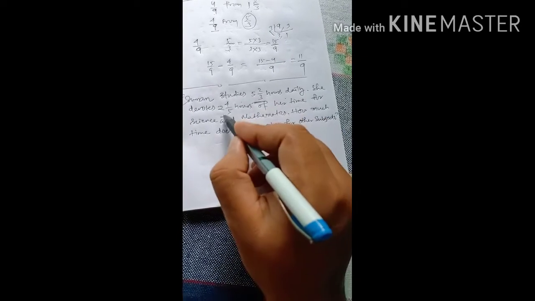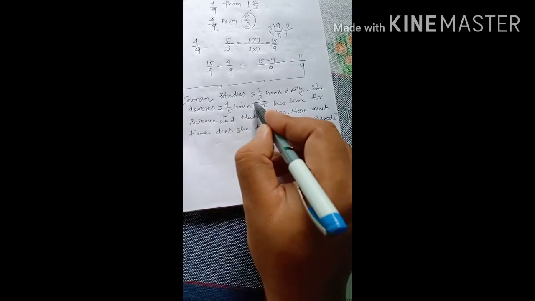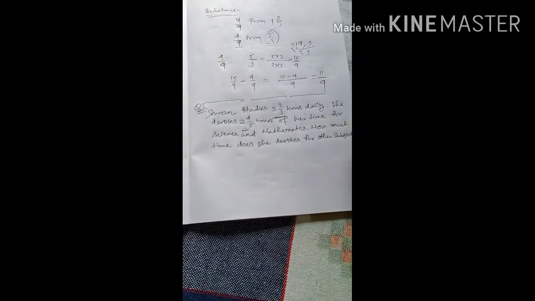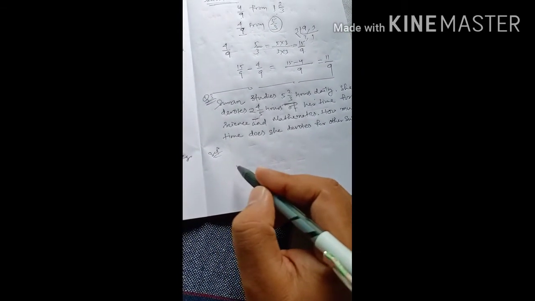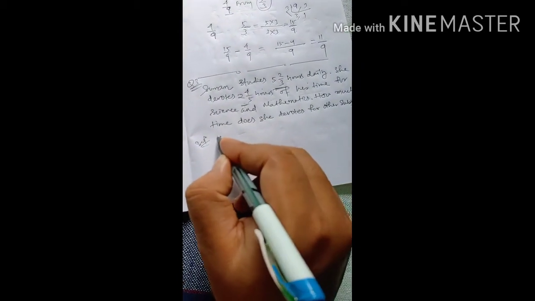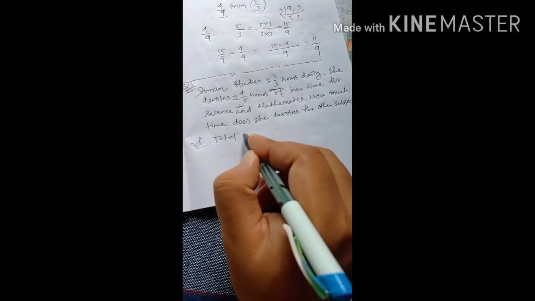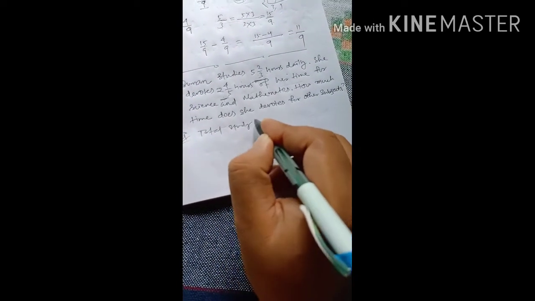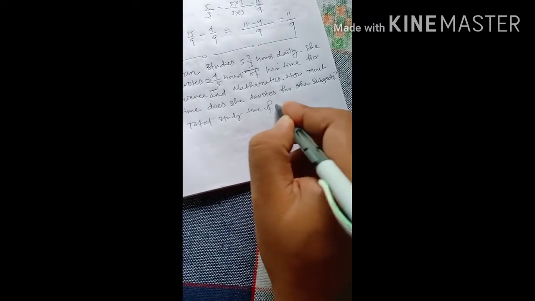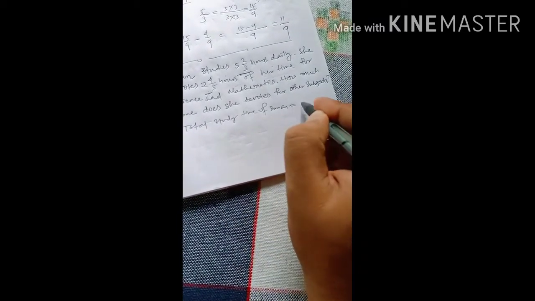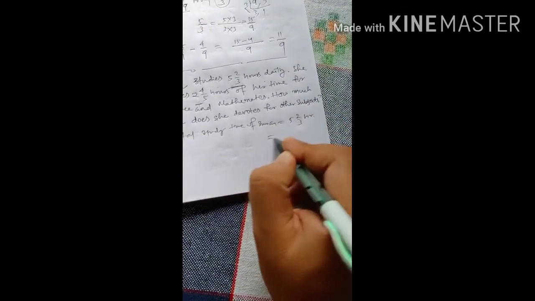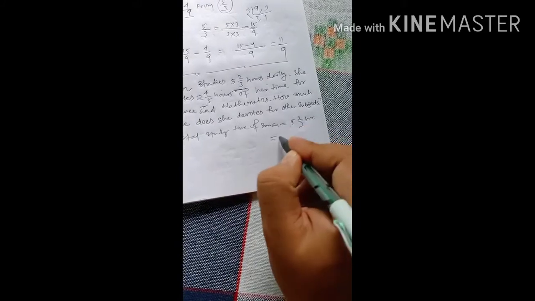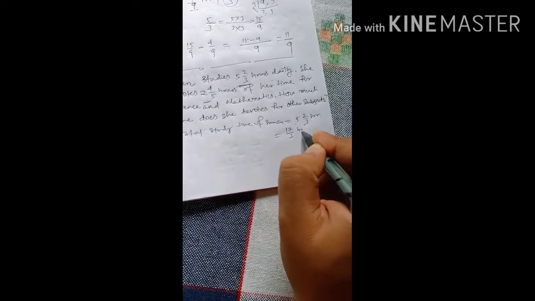Look here, both the fractions are mixed fractions. So first of all we will convert them into improper fractions, then we will convert them into like fractions, then we will subtract. So let's solve. Solution. First we will write the total study time of Suman, which is equal to 5 whole 2 by 3 hours. 3 5s are 15, 15 plus 2 is 17, so 17 by 3 hours.